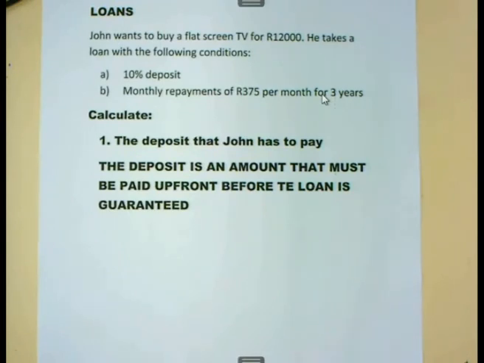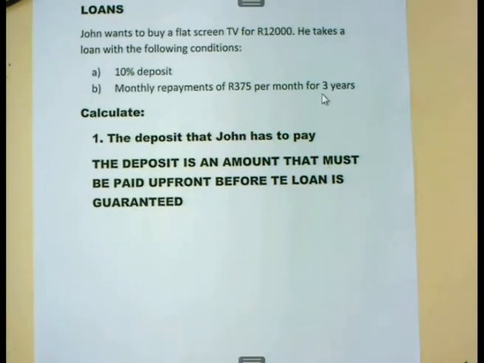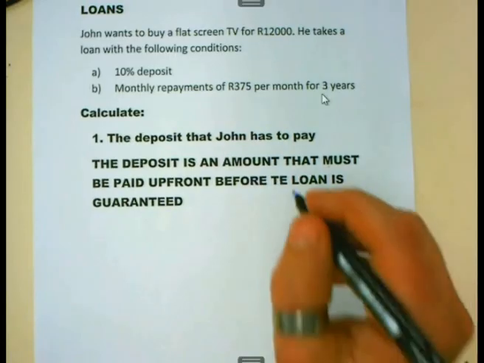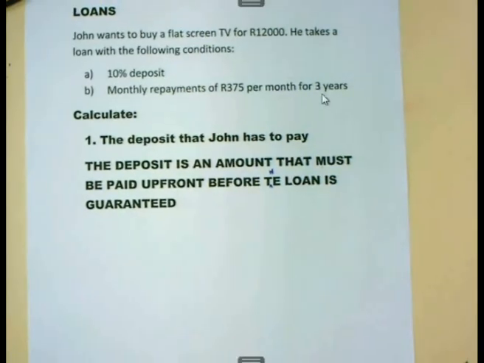So let us do some calculations and see how much must John pay at the end of the day for this flat screen TV. In a question like this, you will maybe first of all be asked to calculate the deposit. What is a deposit? A deposit is an amount that must be paid up front before the loan is guaranteed. In other words, the deposit, you need to give it to the store owner before you can take the TV from the store. Now let us work out how much is this amount that John must give the shop owner before he can take the TV from the store.